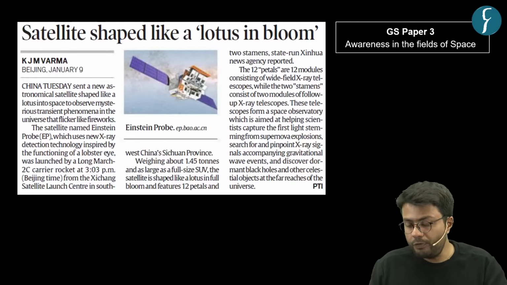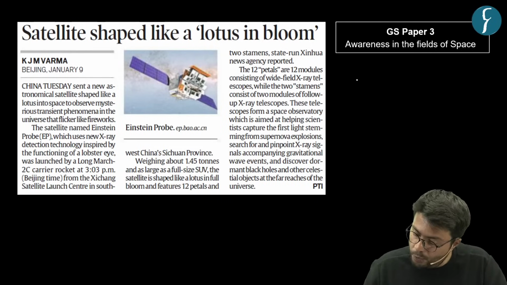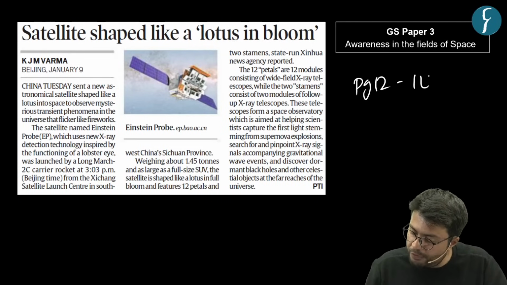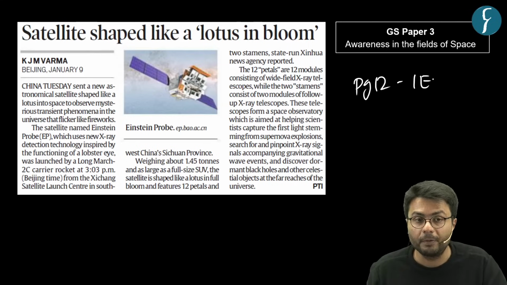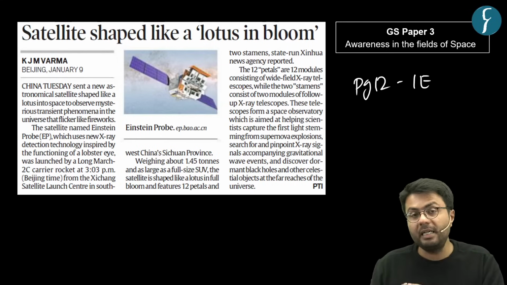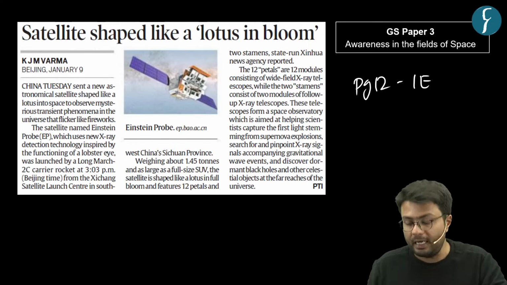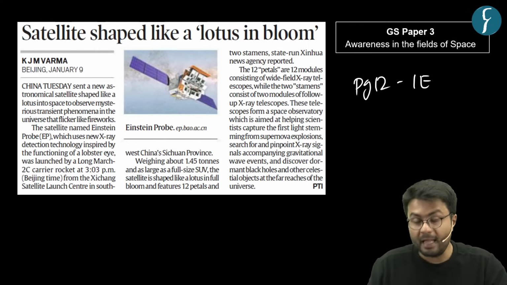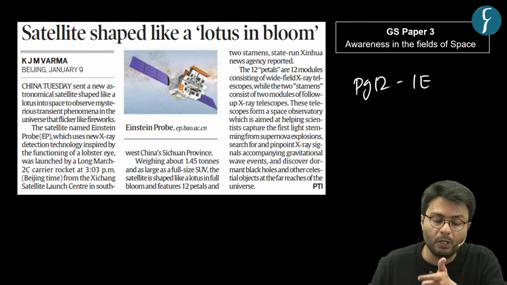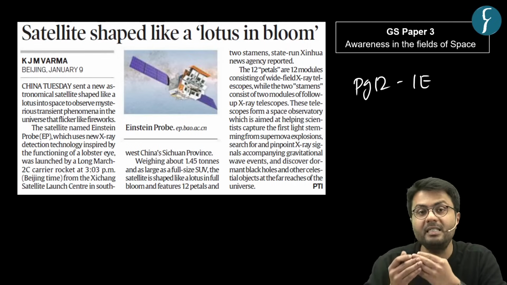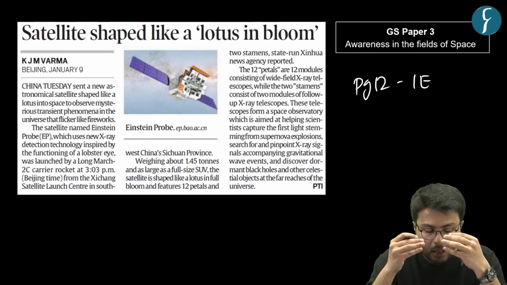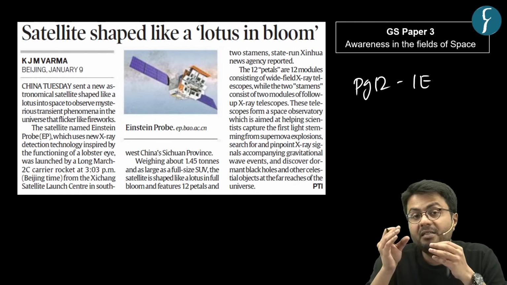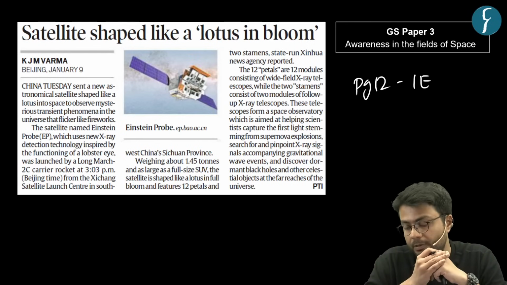Now let us move to the third article of the day, which appeared on page 12 of the Indian Express newspaper. Now this article states that China has launched a satellite called Einstein Probe. And this satellite is shaped as a lotus, and this satellite is aimed to detect X-ray emissions in the outer space.